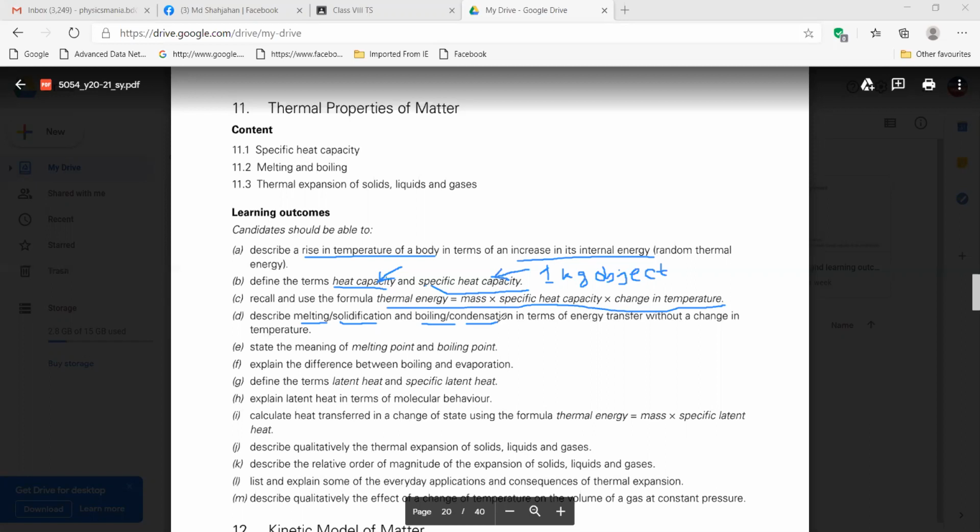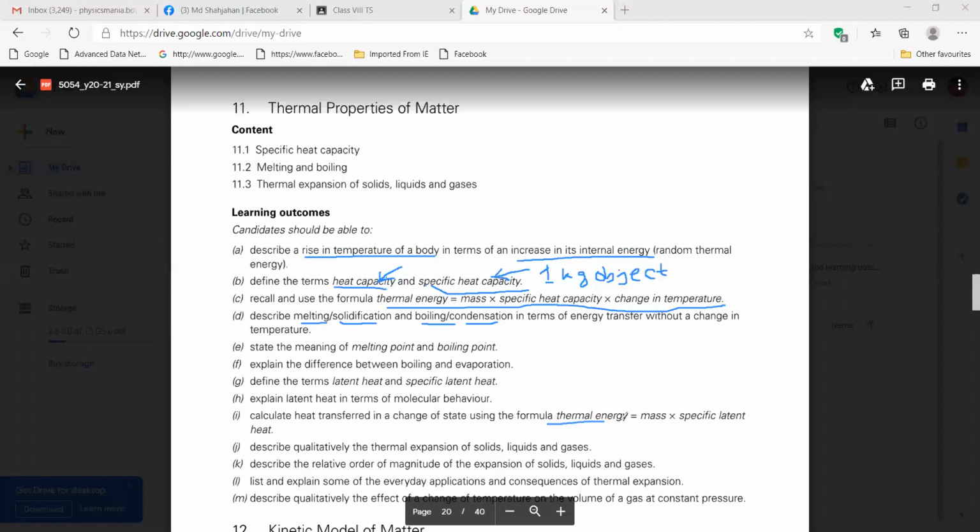Latent heat, specific latent heat. Then evaporation. We discussed evaporation, right? And also we discussed the difference between boiling and evaporation. There are some points in the table, right? Those are written in your table. Hello, Farabi, you got them? Yes, sir.